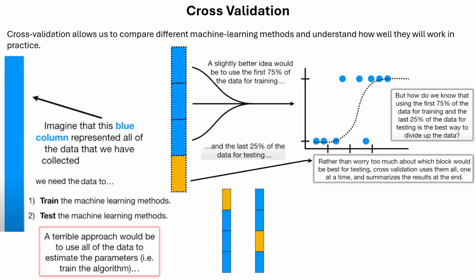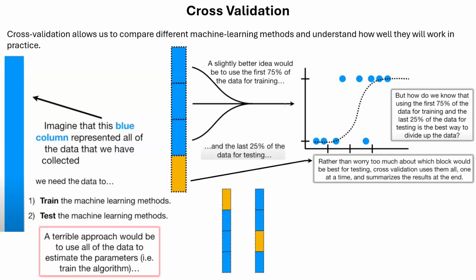So cross validation allows us to compare different machine learning methods. It's not only different machine learning methods, the outputs of different tuning parameters of the same method also fall under the same case, and it helps us understand how they will work in practice.